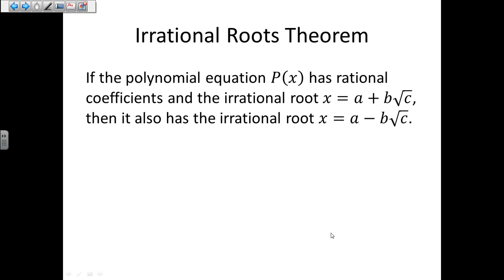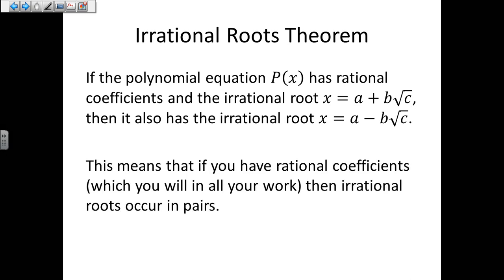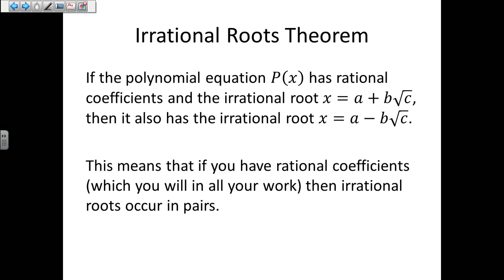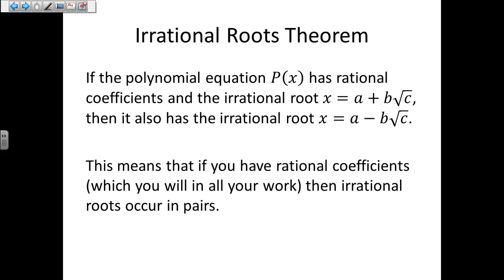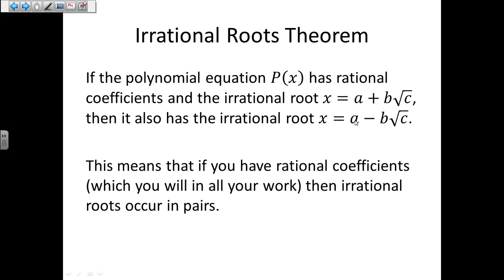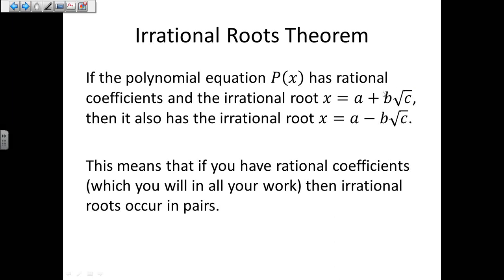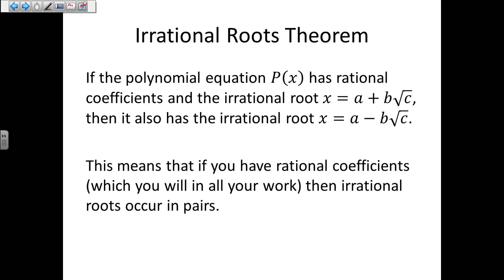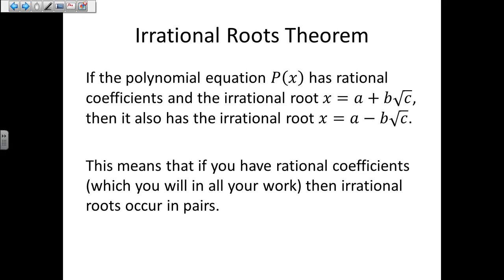Okay, so the irrational roots theorem. Again, I'm not going to bother to read it word for word for you. Right now would be a good time to pause the video and write it down. But basically, the irrational roots theorem says that if you have rational coefficients in a polynomial, which you will in all of your work, then irrational roots occur in pairs. And those pairs are conjugates: a plus b square root of c, a minus b square root of c. You're kind of used to seeing that already because the quadratic formula gives us plus or minus. It gives us irrational numbers in pairs.